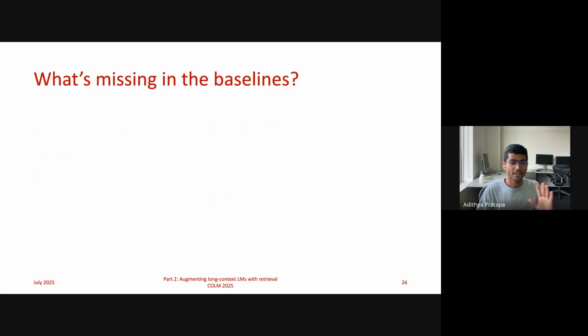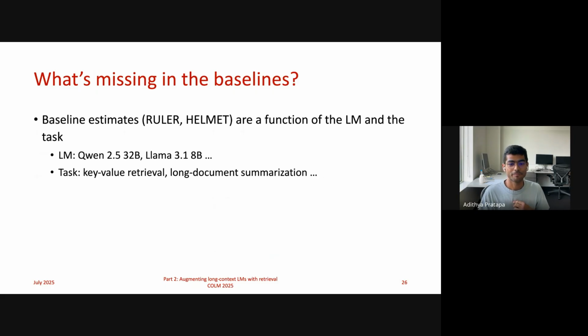So of all these baselines, what is actually missing in these long context benchmarks? Why can't we just rely on them to identify the best possible length for any language model? I think these are really strong baselines. They are evaluated on a collection of tasks. So you can easily look at these benchmarks and identify, okay, for Llama 70 billion, I'm going to use 64K. I'm not going to exhaust the full context window.